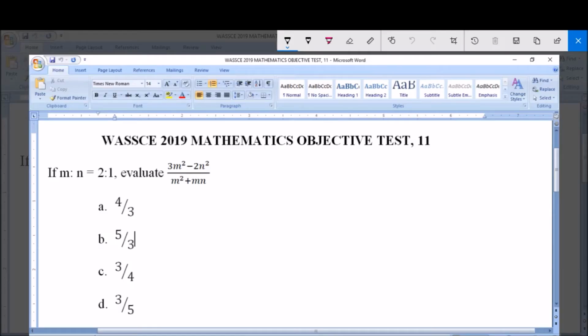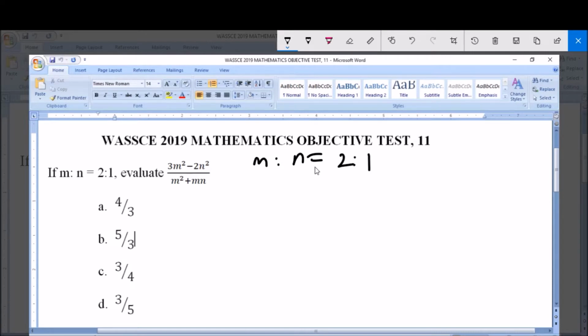WAEC 2019 Maths Objective Test. We're solving question 11. The question says if m ratio n is equal to 2:1, evaluate 3m squared minus 2n squared over m squared plus m plus n.